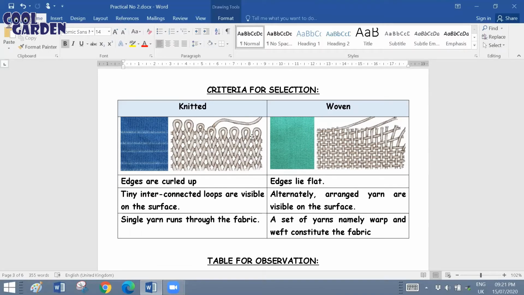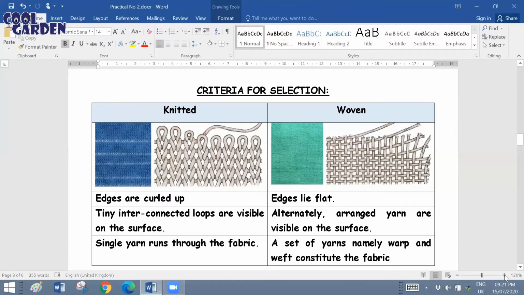So when you talk about knitted, the picture clearly shows the edges. For knitted, if you see, the edges are curled up. See this? And if you talk about the woven, it basically just lies flat. See the edge? It is just a flat string here. Now, when you talk about knitted, it's interconnected loops. You can see how it is. See, it is interconnected loops here.